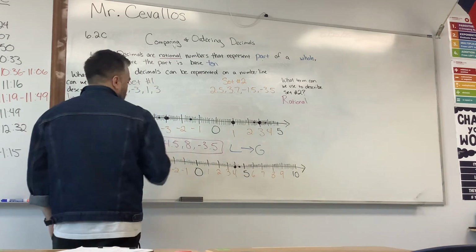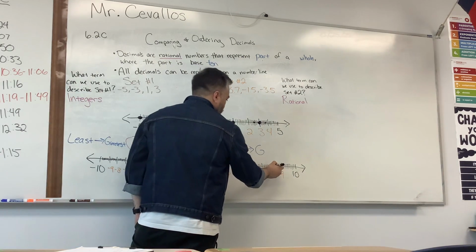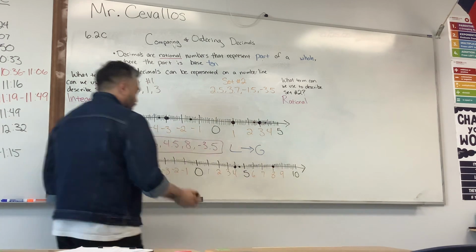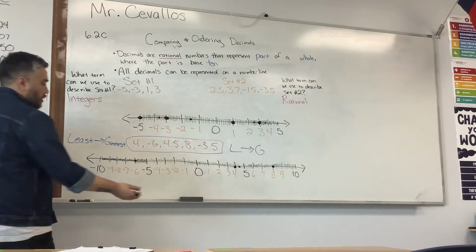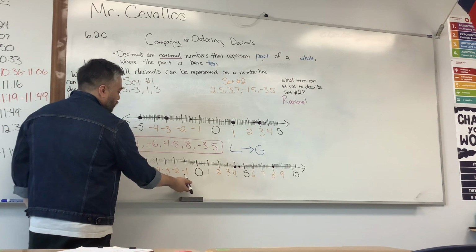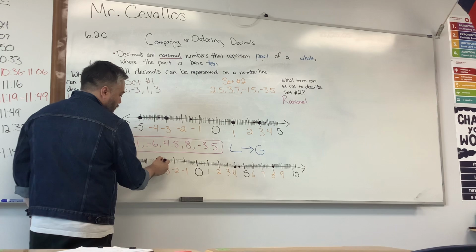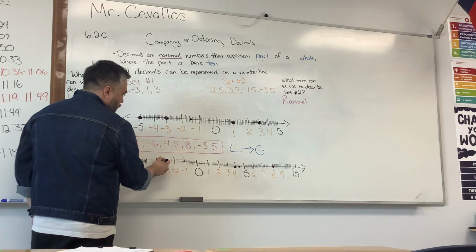I have 8. I can go right of my 0 where my positive numbers are and place that 8. And then I have negative 3.5. I'll go left of that 0 where my negatives are. Negative 1, negative 2, negative 3. Negative 3.1, negative 3.2, negative 3.3, negative 3.4, negative 3.5. Okay, right in that middle area.